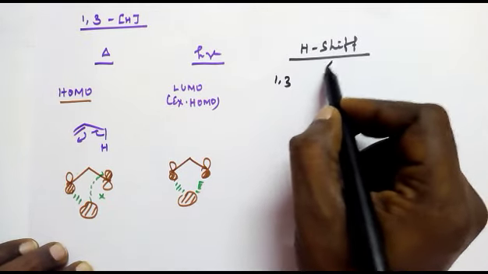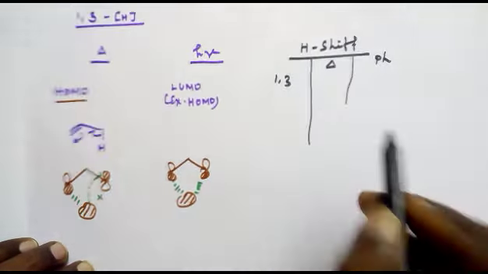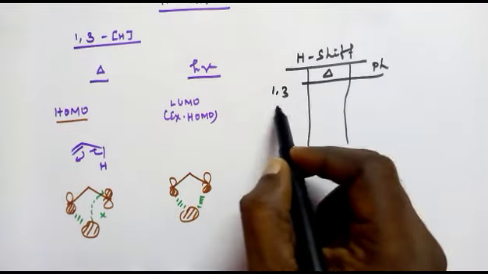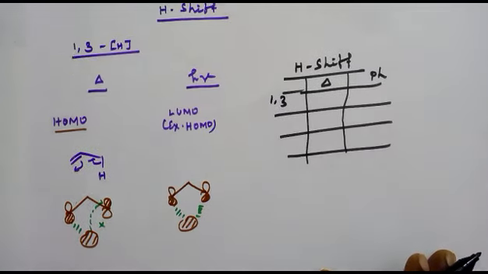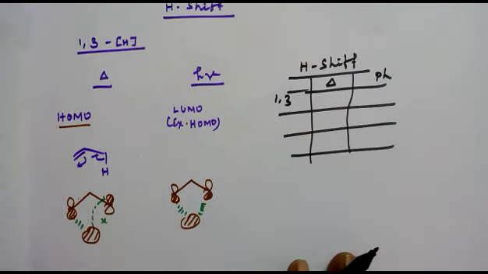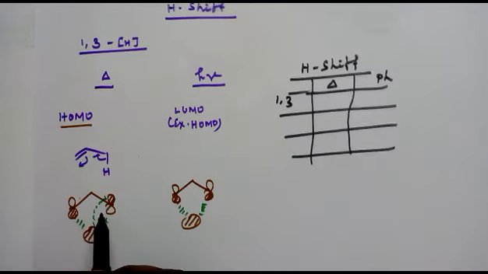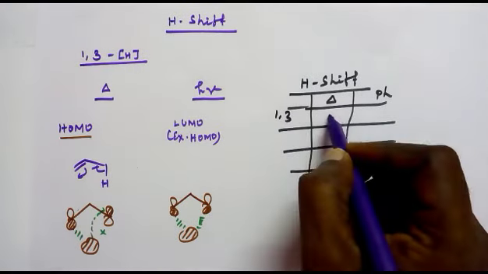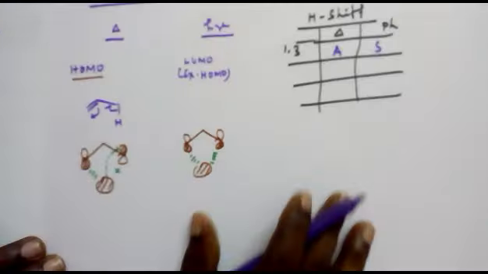1,3, thermal, photochemical. Thermal means we used HOMO, so the overlap is antarafacial. So thermal antarafacial, but photochemical suprafacial.